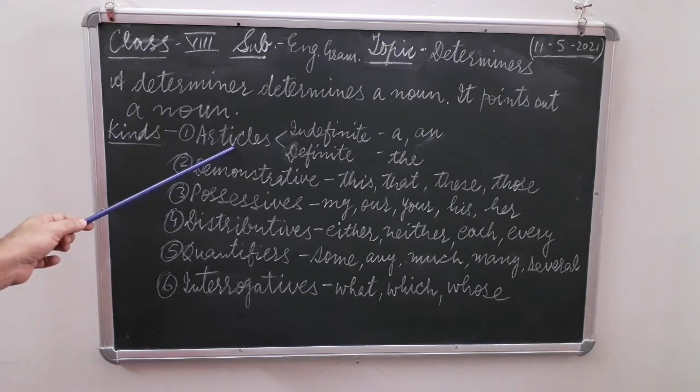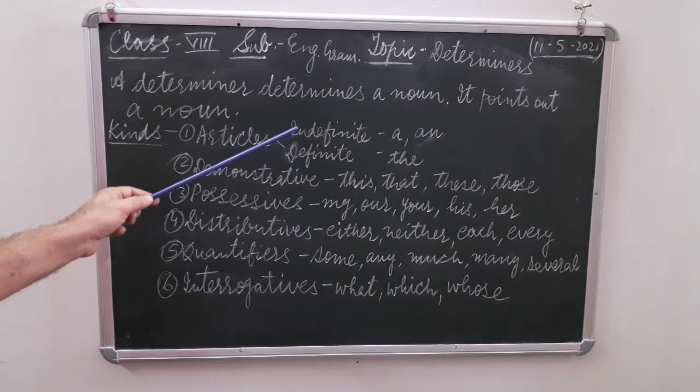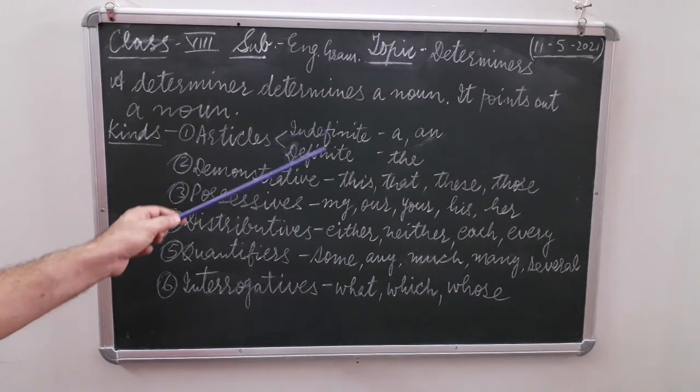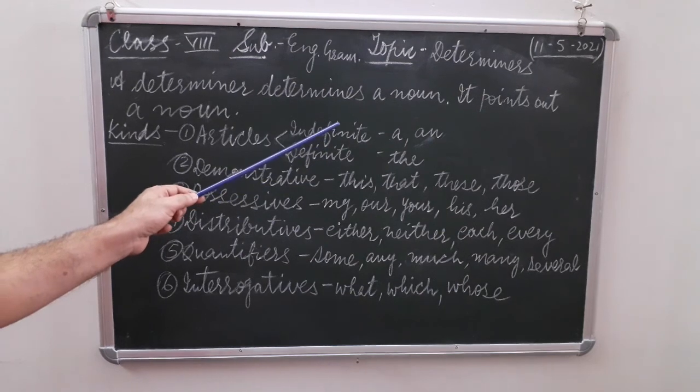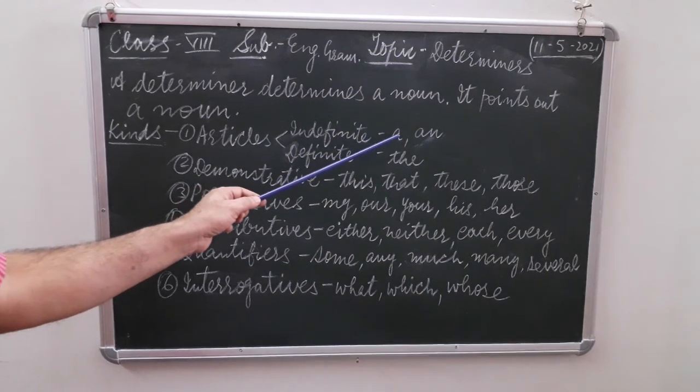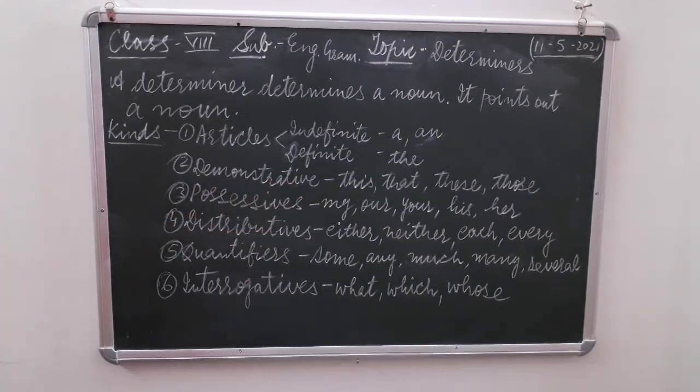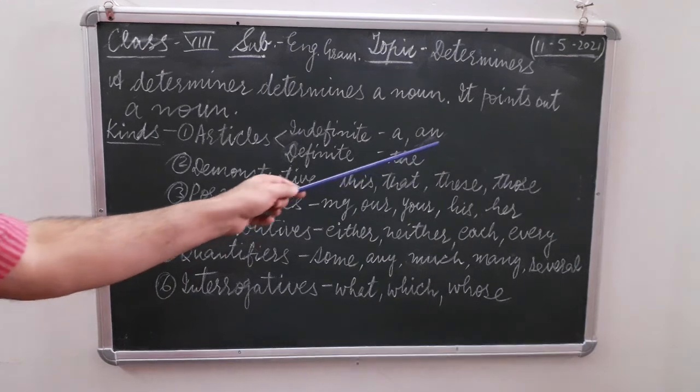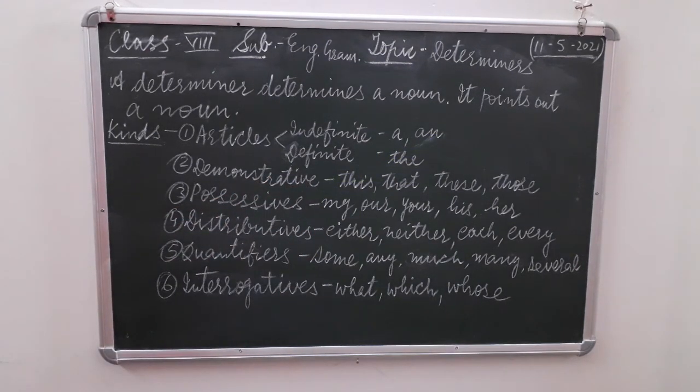Number 1, articles. There are 2 kinds of articles: indefinite article and definite article. Indefinite articles, there are 2, a and an. Article a is used before consonant sound and countable nouns. Article an is also used before countable nouns, but it is used before vowel sound. It is very important. Let us take some examples.